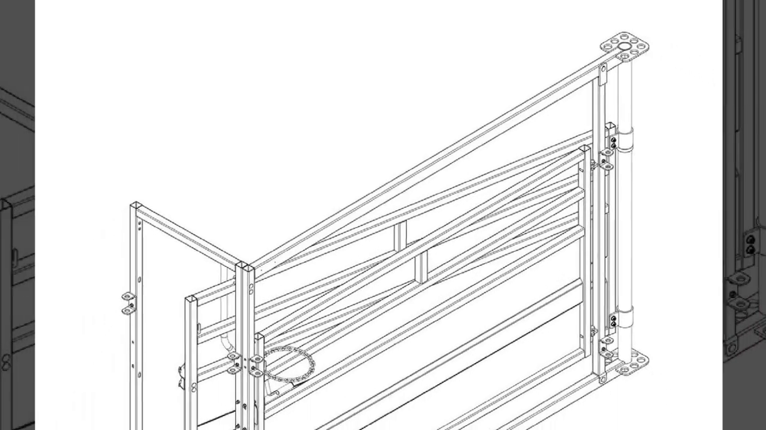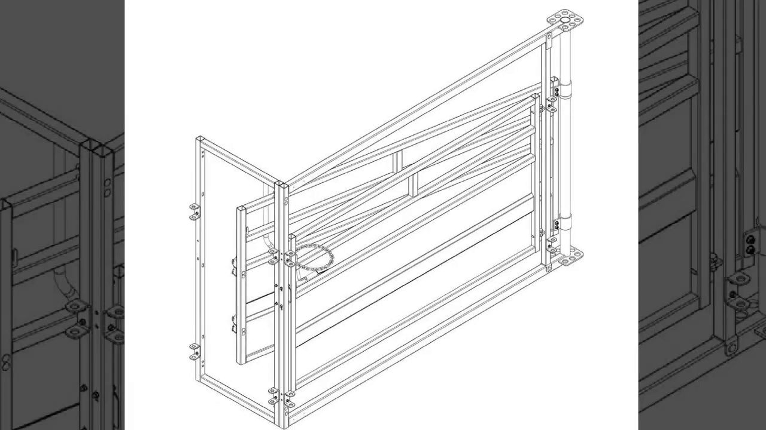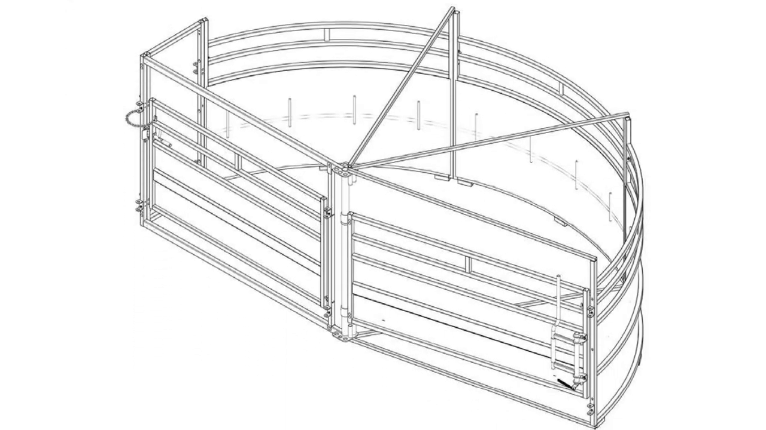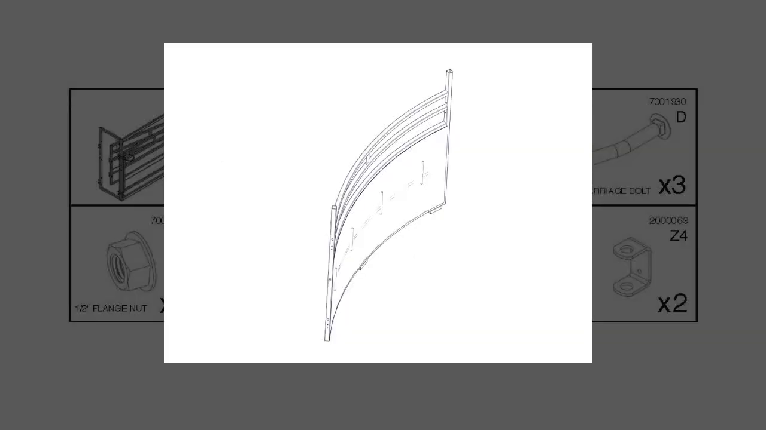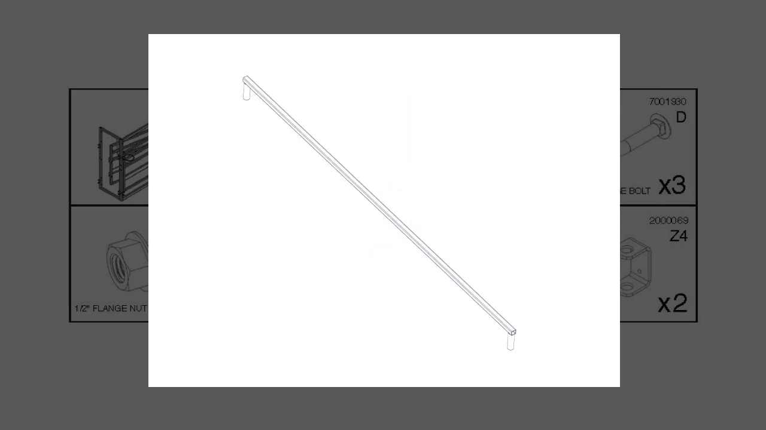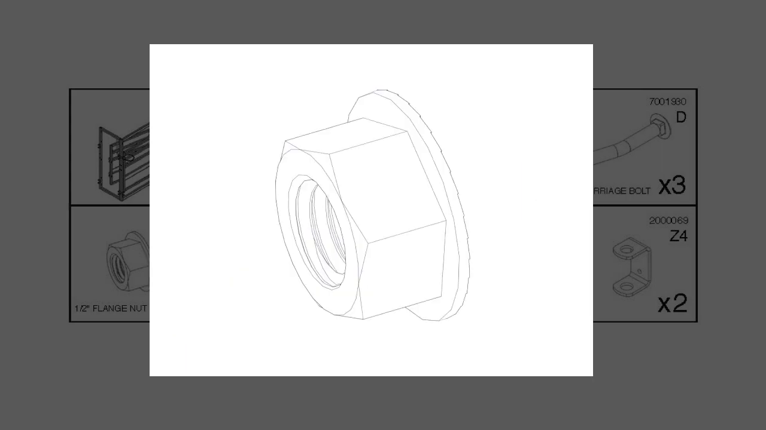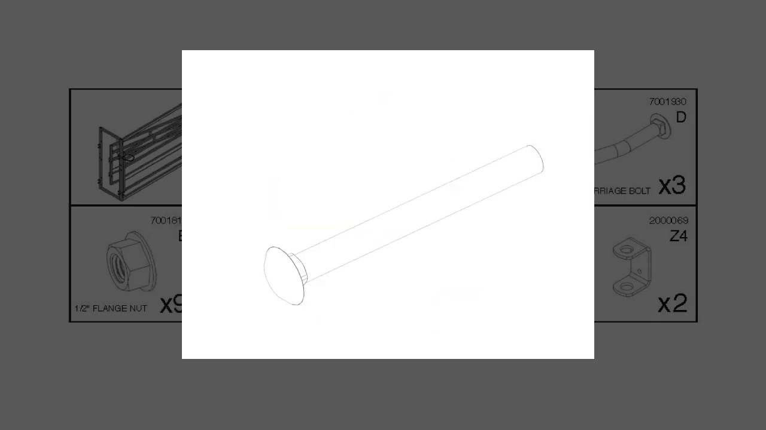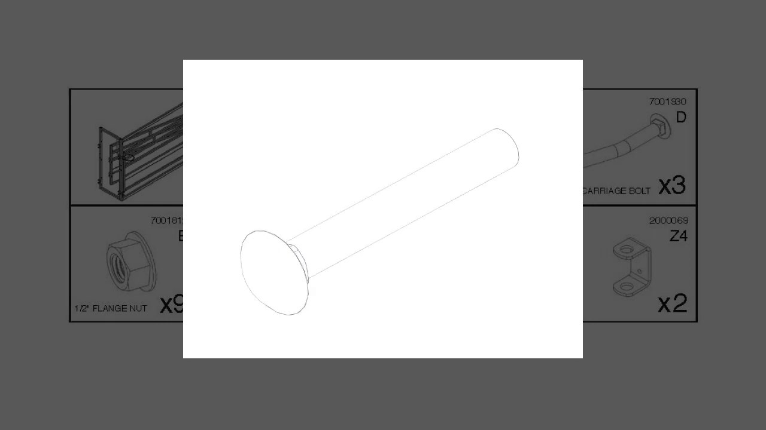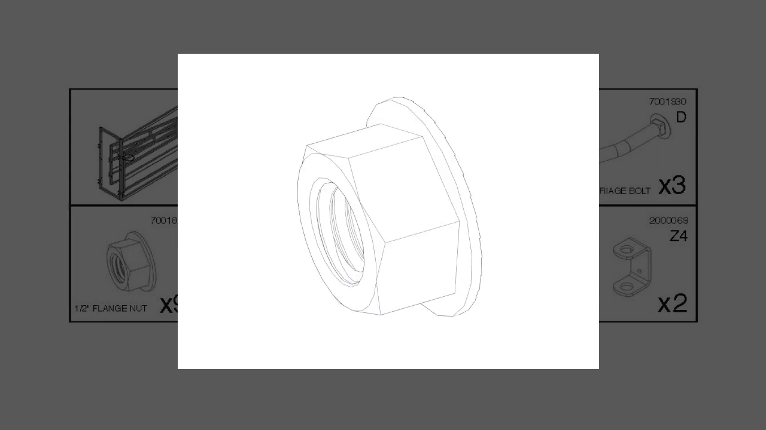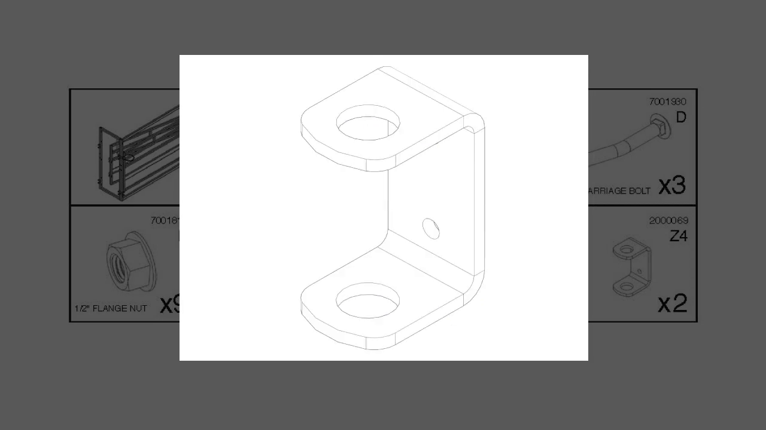Your product will come with the main frame assembled from the factory. In addition to the main frame, you will receive 3 curved panels, 4 joiner bars, 3 bent 1/2-inch by 5-inch carriage bolts, 9 1/2-inch flange nuts, 6 1/2-inch by 5-inch carriage bolts, 4 3/8-inch by 2 3/4-inch carriage bolts, 4 3/8-inch flange nuts, 2 panel clips.